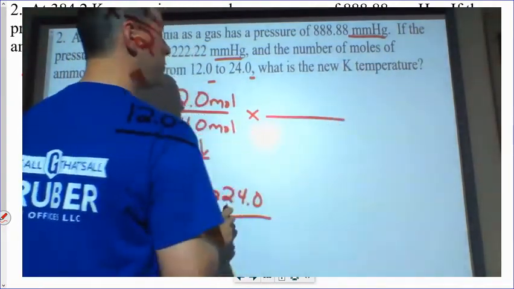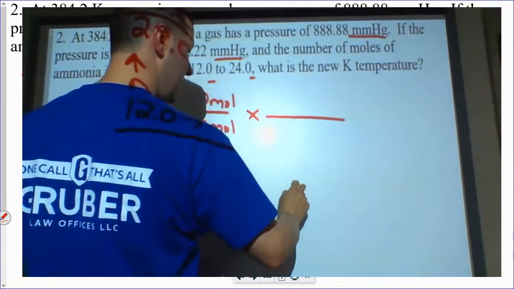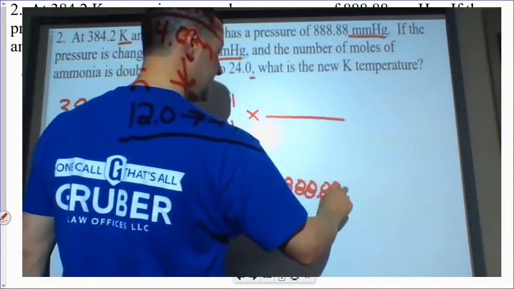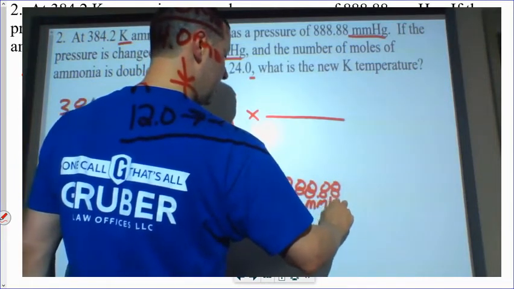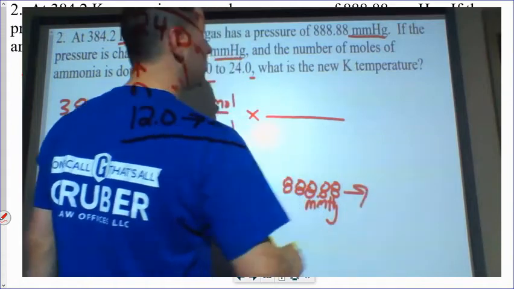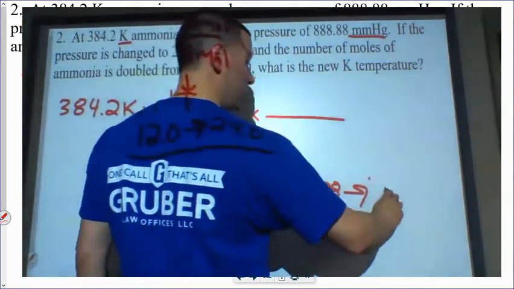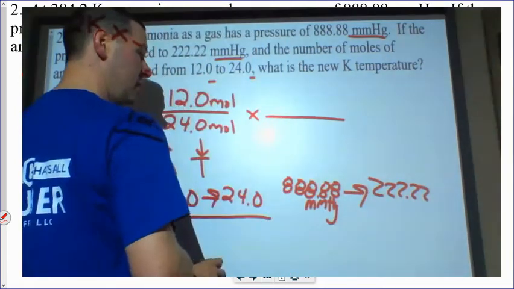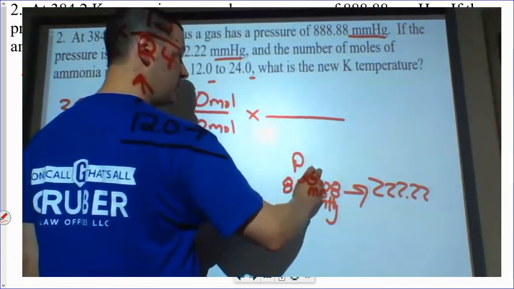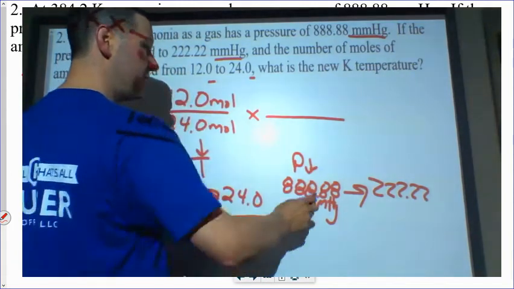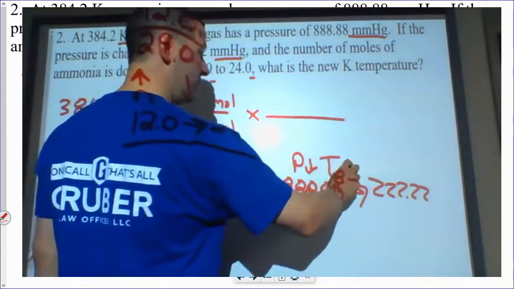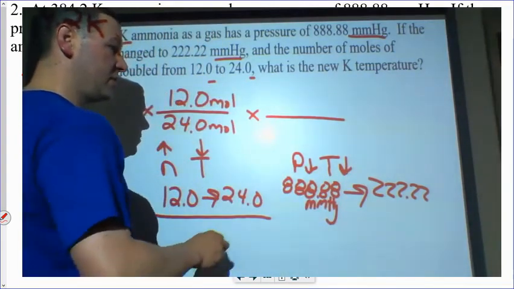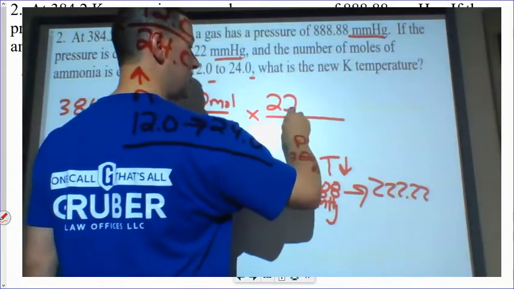So moles are taken care of. The next one is pressure. So we are going from 888.88 millimeters of mercury. We're taking that to 222.22 millimeters of mercury. So in this problem, our pressure is going down. And how does that relate to temperature? If pressure goes down, then temperature must go down. So I arrange these two numbers to get my answer to be smaller. So I put the smaller of the two numbers on top.